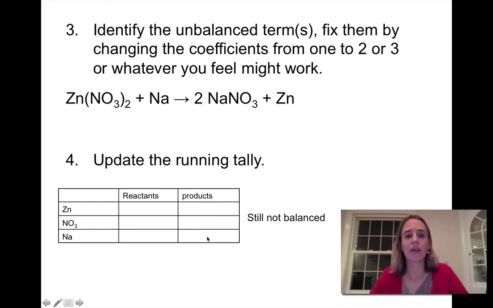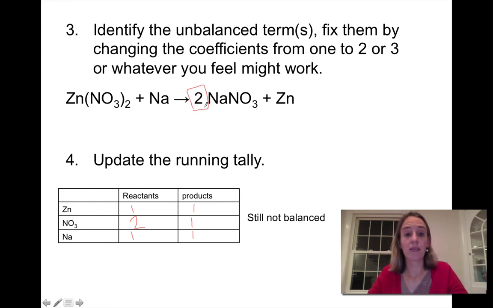So what we want to do about that is, let me recopy the original tally. We had 1 and 1, 2 and 1, 1 and 1. What we want to do is adjust the coefficients up from 1 to 2 or 3 or any number that you think might help fix this problem of the equation not being balanced. Because we are out of sync in our nitrates, we want to make sure we have 2 nitrates on the product side of the reaction. So I've just drawn in this 2 right here.